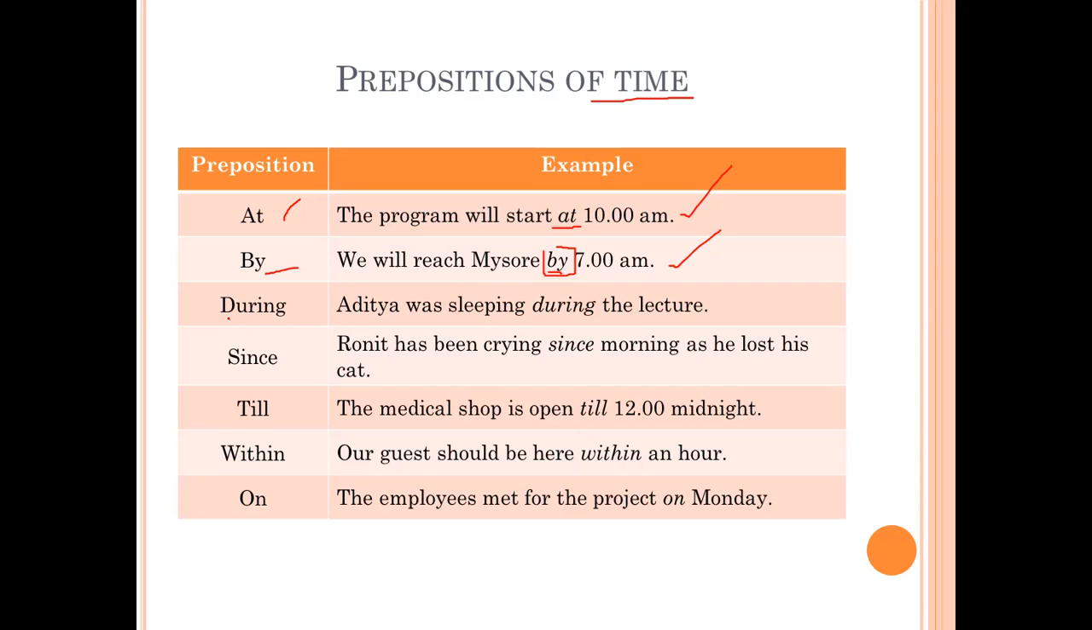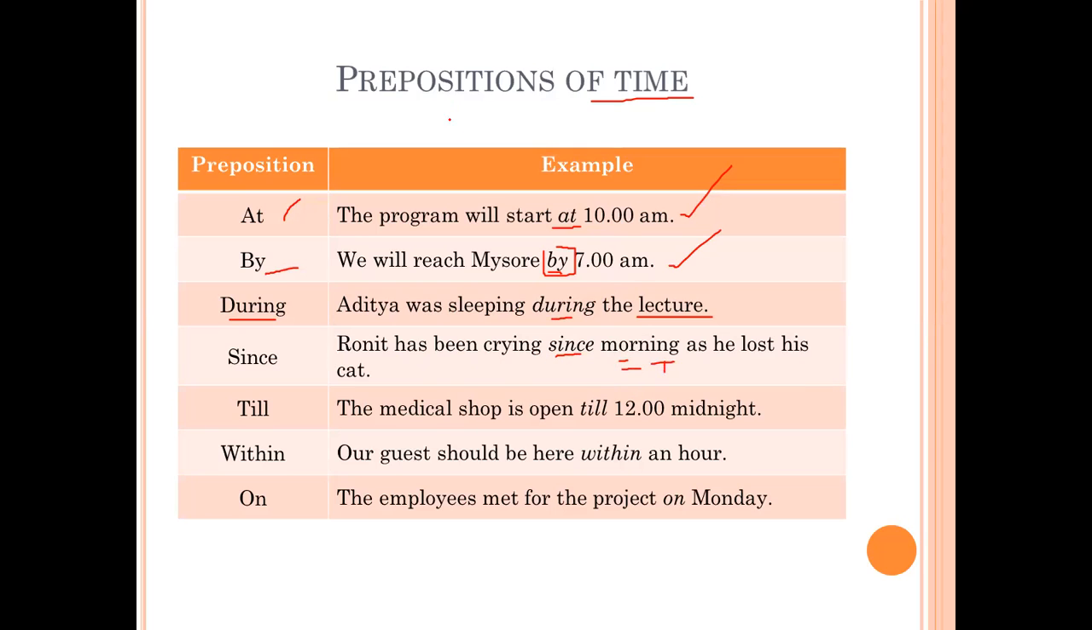During means something is going on, and in between that: Aditya was sleeping during the lecture, so here it is referring to the time. Okay, Ronit has been crying since morning. Though morning is not exact, the way clock hours like 10 a.m. and 7 a.m. are, morning refers to the time, so here since refers to time.